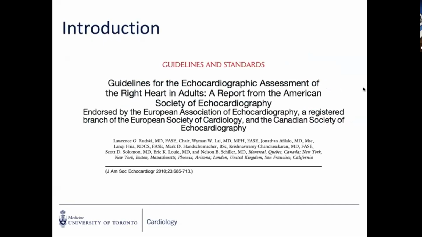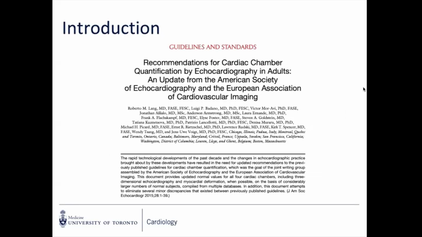So the first guidelines in 2005 for the quantification of right-sided chambers were relatively brief. At that time, there wasn't enough data. Then in 2010, there was quite a bit more data available, and that culminated in a report that specifically focused on the right heart in adults. This will be one of the primary guidelines that I derive a lot of my presentation from. In addition to that, there's the update in 2015 for the quantification of cardiac chambers, where additional data has been provided to streamline assessment of the right-sided chambers. These are the two reference documents.